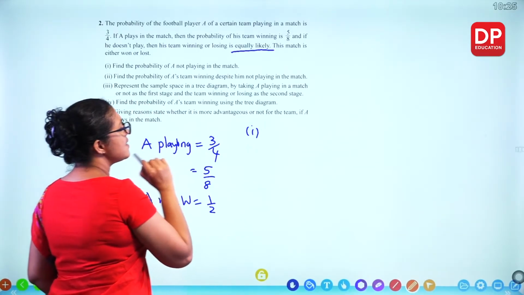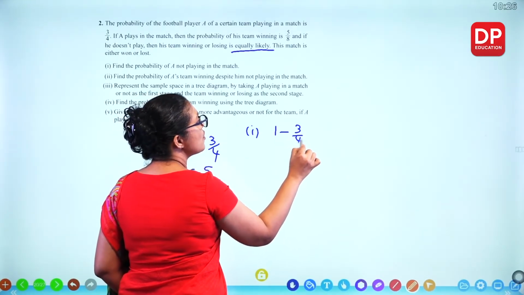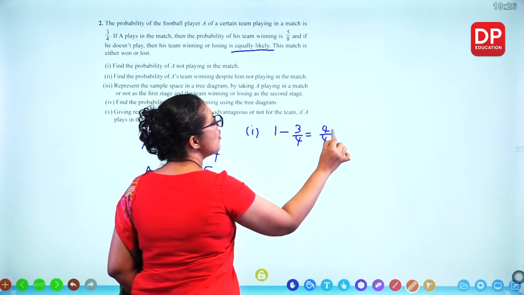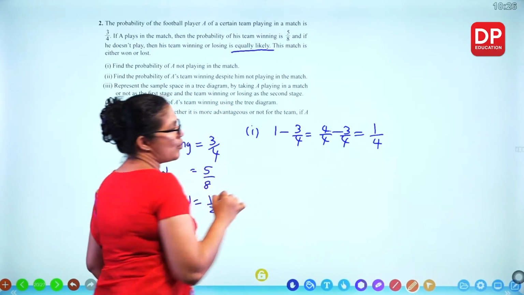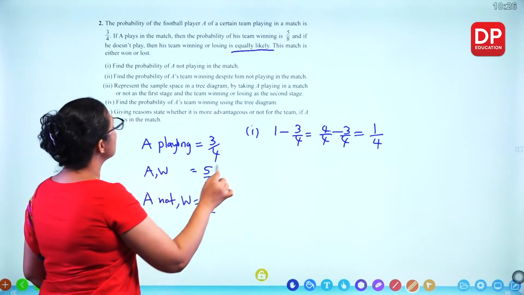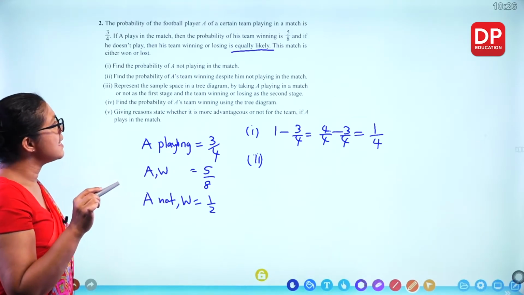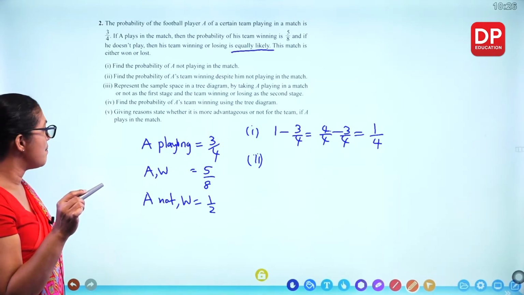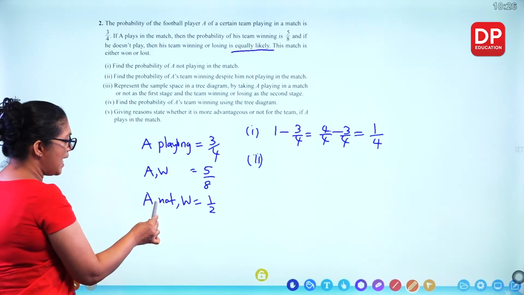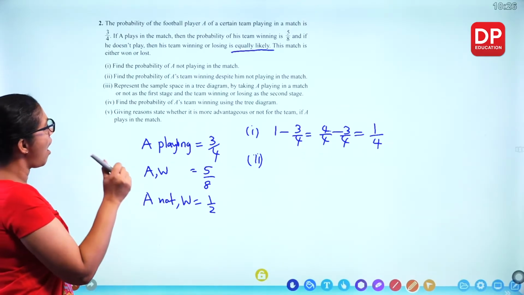So A plays is 3/4. So what is not playing? 1 minus 3/4. I can write 4 over 4 minus 3/4. That's 1 over 4. Then second part, find the probability of A's team winning despite him not playing in the match. So not playing and winning is half.